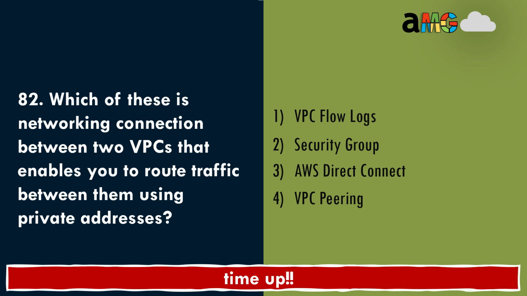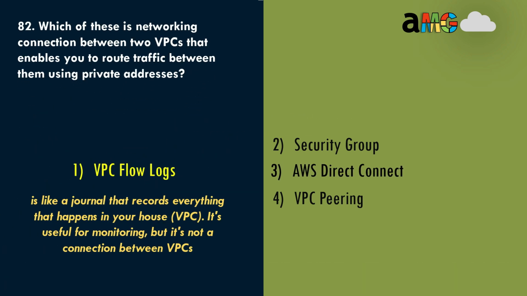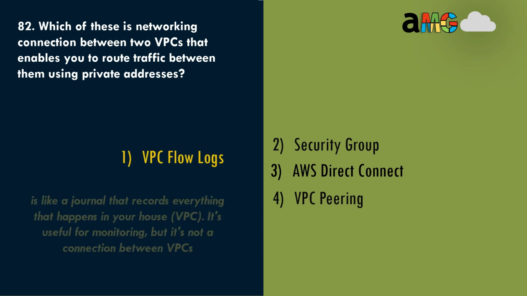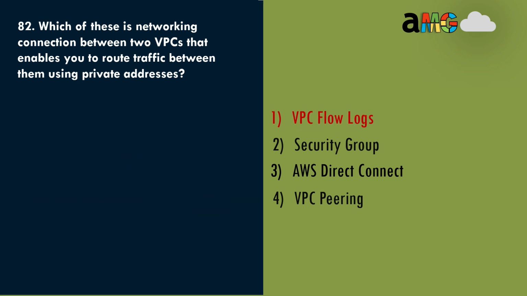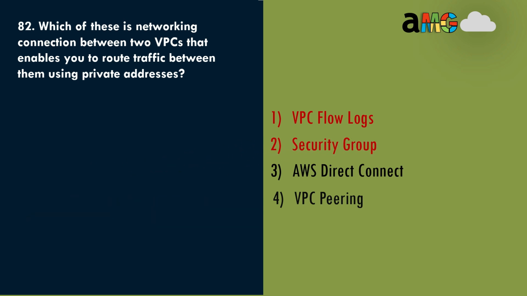Okay, time up. Now let us analyze the answers. Option 1, VPC flow logs, is like journal that records everything that happens in your house. It's useful for monitoring, but it's not a connection between VPCs. Okay? So this is the wrong answer. Option 2, security group, is like a bouncer who controls who can enter your house, which is VPC. It's important for security, but it's not a connection between VPCs. Okay, so this is also the wrong answer.